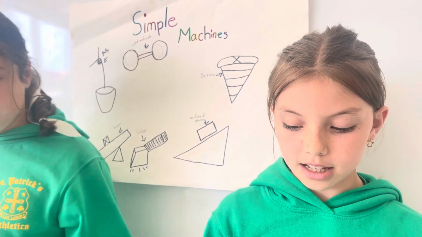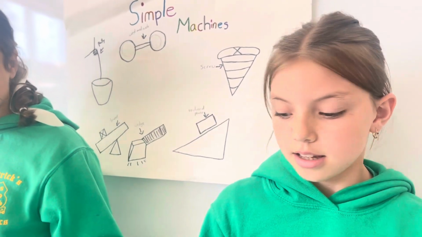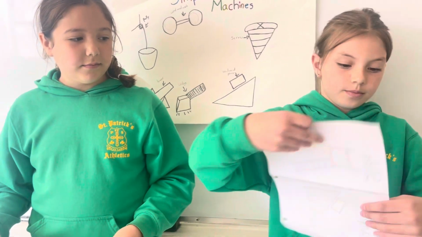Three examples of an inclined plane are slide, ramp, and zipper. And here are some examples of an inclined plane: a slide and ramp.